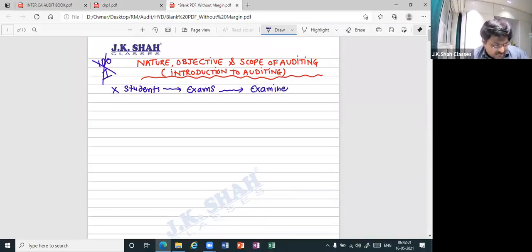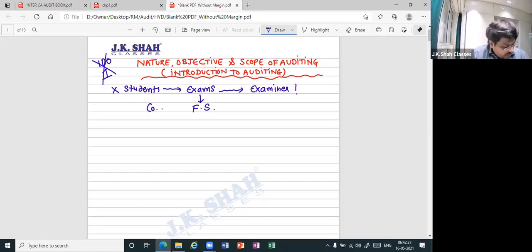Trust me, if you know this line, that an exam written by the student cannot be checked by the student, it has to be checked by the examiner, you will know what is the concept of auditing. Why? Because it is the same concept. The only difference is instead of exams, what we are going to check here are the financial statements.